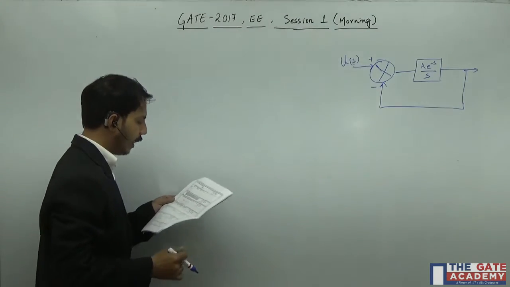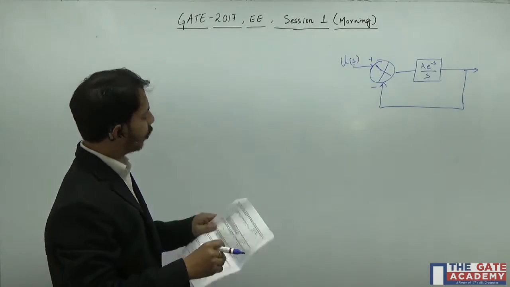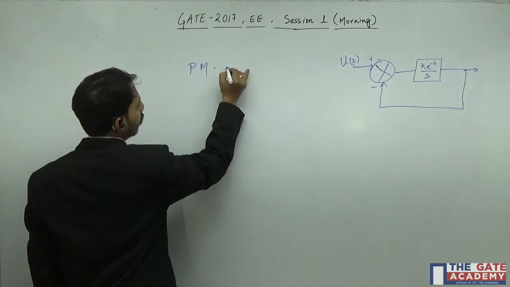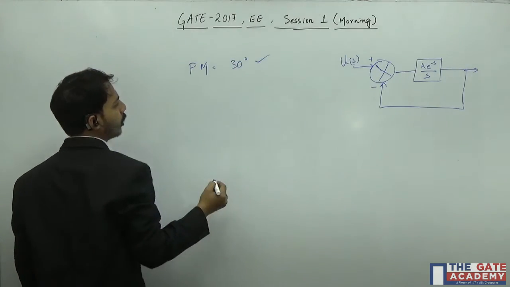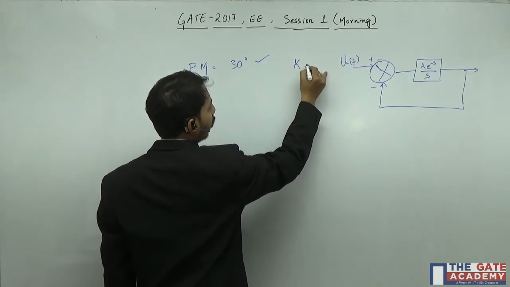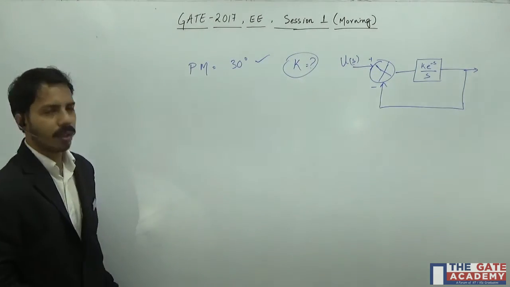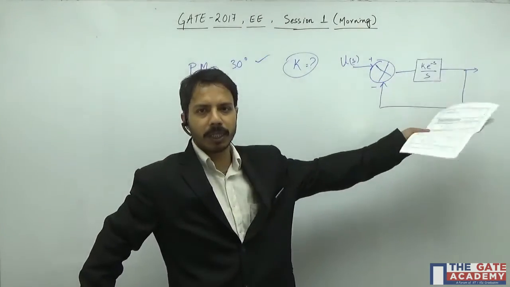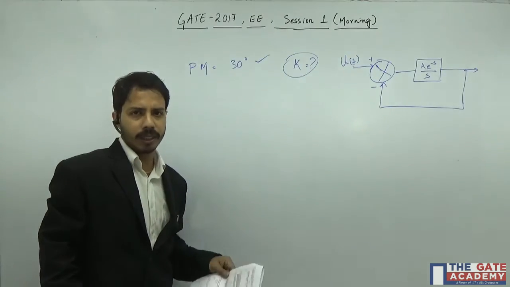Now they are saying that the phase margin of the system is given to be 30 degrees. This is given. So they are asking what is the value of K for this particular condition. What we can do is find the expression for the phase margin and then equate it with this value, and then we'll get the value of K.